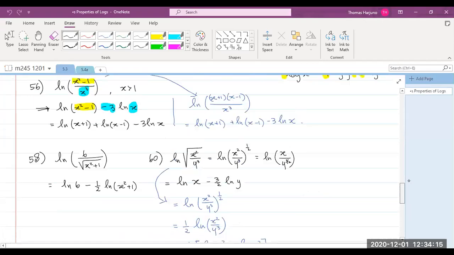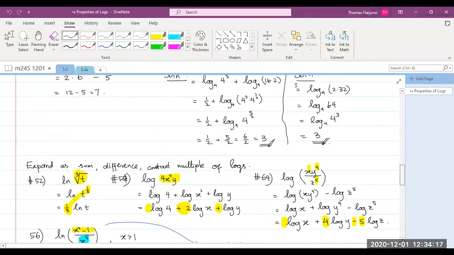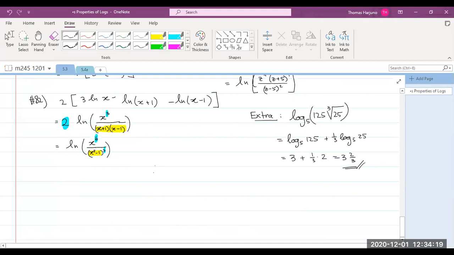I didn't give you suggested homework here. Okay, so for 5.3, suggested homework will be from number 15 to number 83. It's every other odd. Okay, that's for today then.